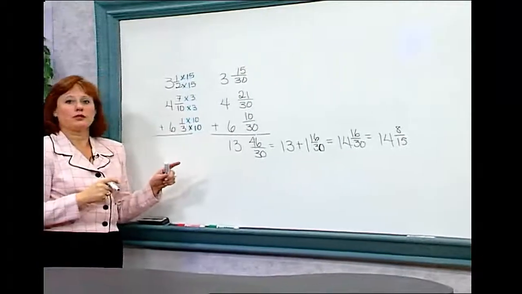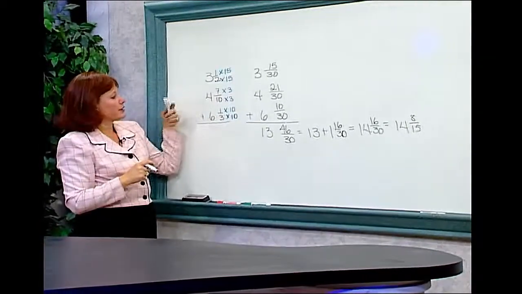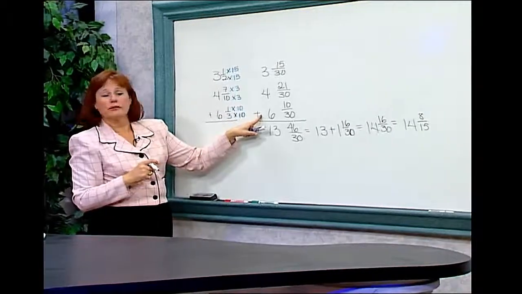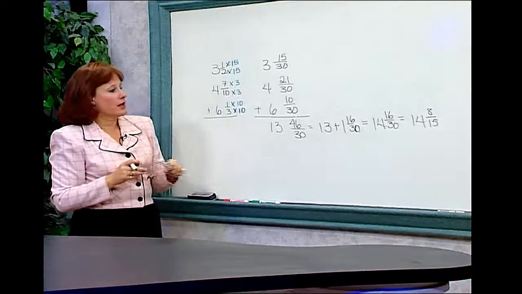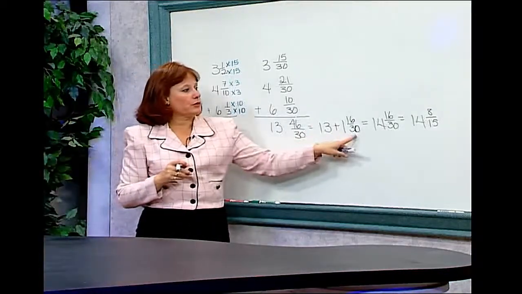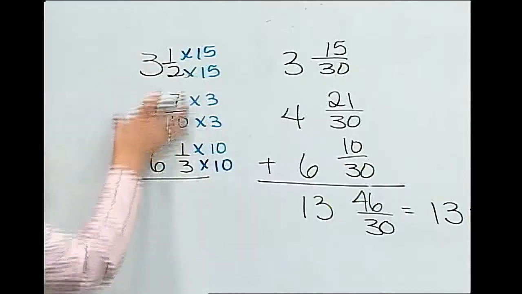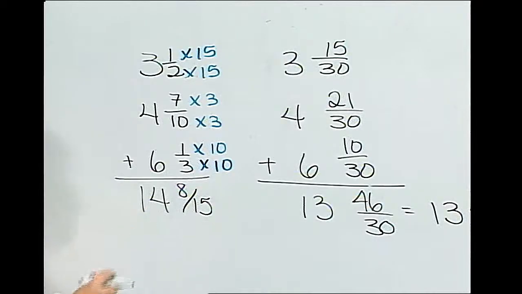So back to the original problem. I wanted to add 3½ plus 4 7/10 plus 6 1/3. I changed them to equivalent numbers with common denominators, added them together, changed my improper fraction to a mixed number, and finally reduced my remaining fraction. These numbers added together have a value of 14 8/15.